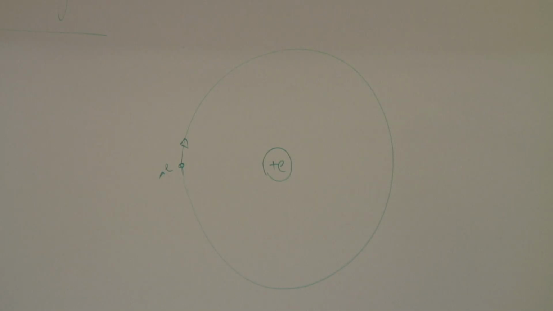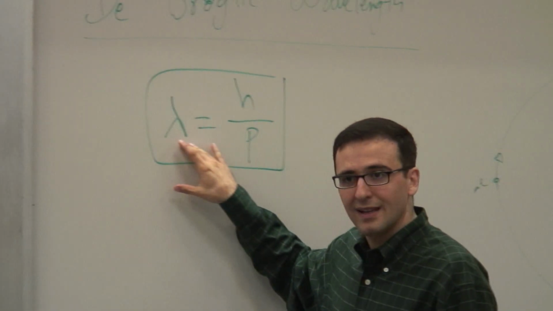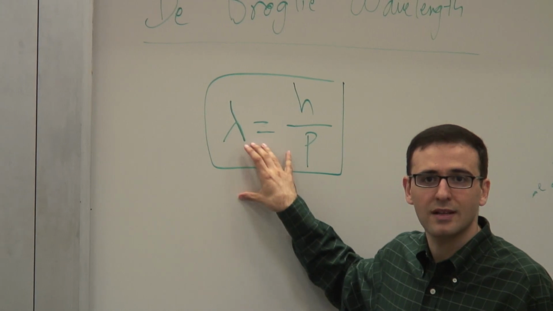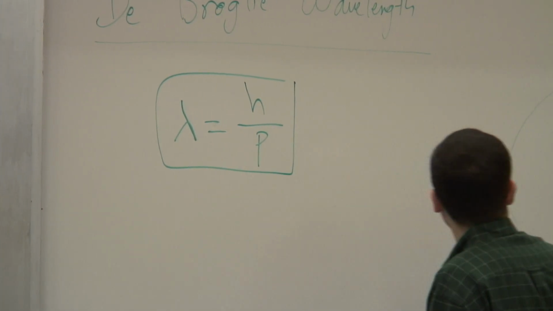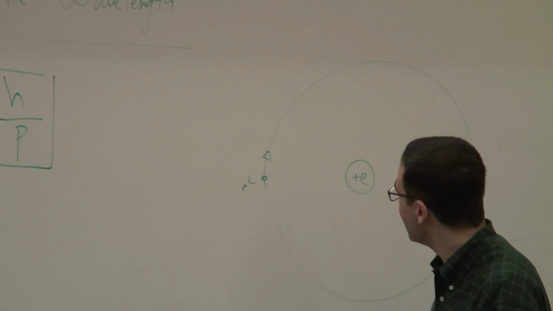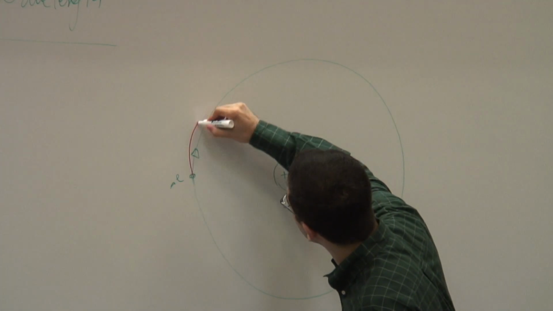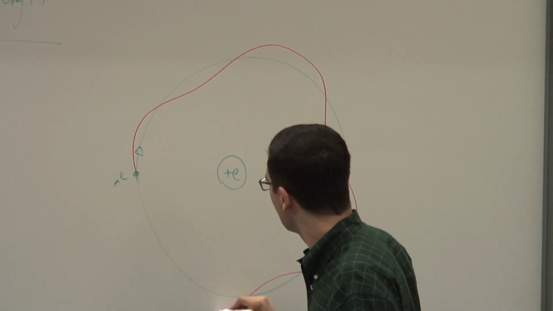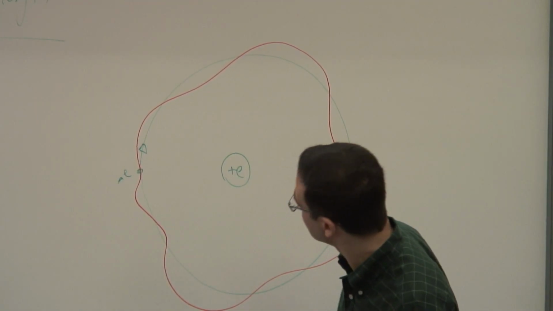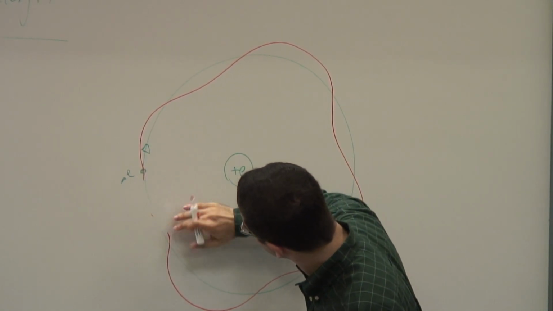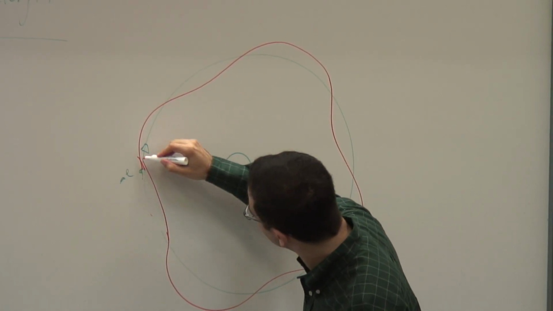Now, what do I need for this orbit to be a stable orbit if this electron is behaving like a wave? Well, you know that this wavelength corresponds to the probability of finding the electron. This is the wavelength of the wave function, the quantum mechanical wave function. For this to be a stable orbit, I need this orbit to form a standing wave. So let's say this is the wave.